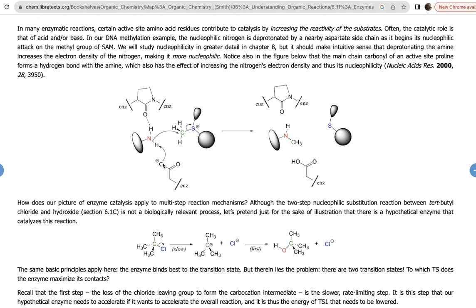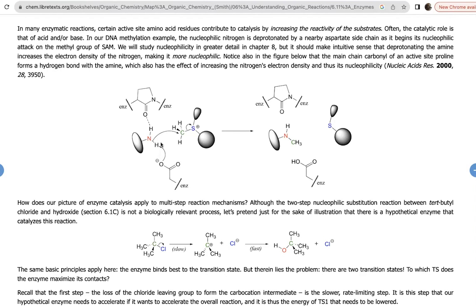Why is this important? Well, that amine group is going to have to do the attacking. And in order to make it a stronger nucleophile, we're going to make it negatively charged. We're going to make it negatively charged by stealing a proton from it.